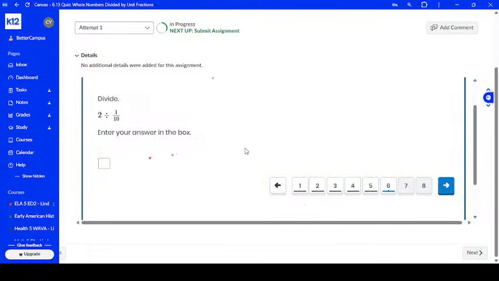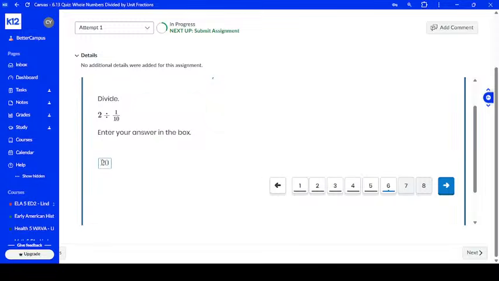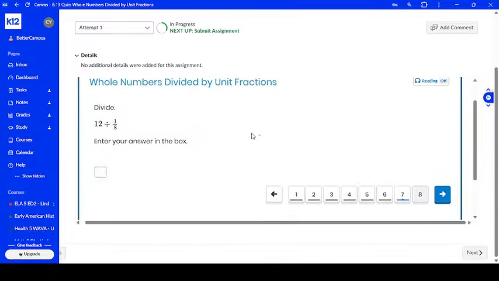Divide. What is 2 divided by 1/10? Tell me in the comments or in the live chat. 10, 9, 8, 7, 6, 5, 4, 3, 2, 1. The answer is 20.